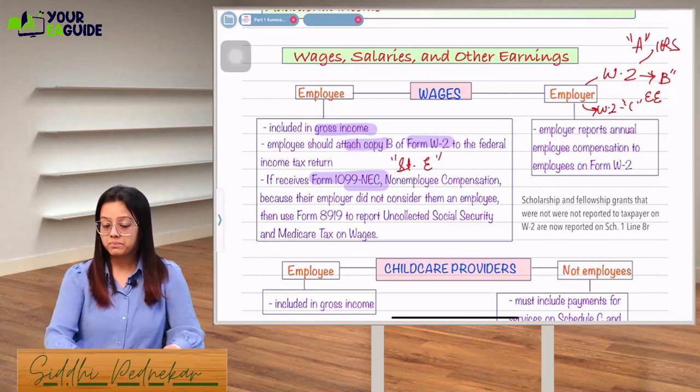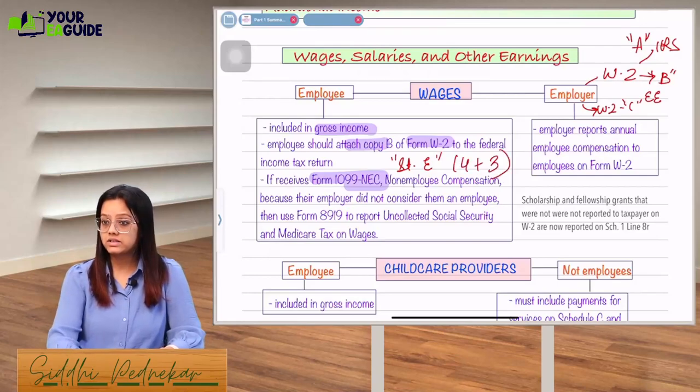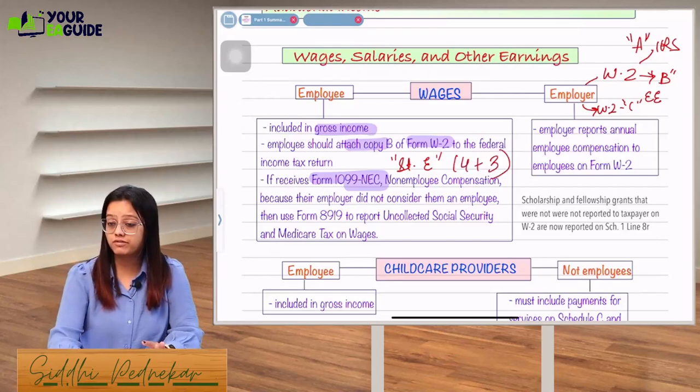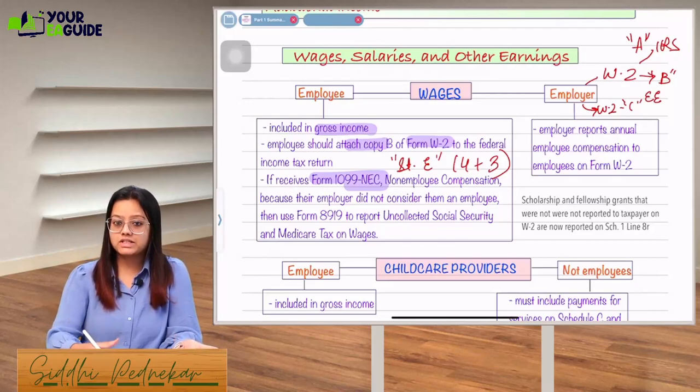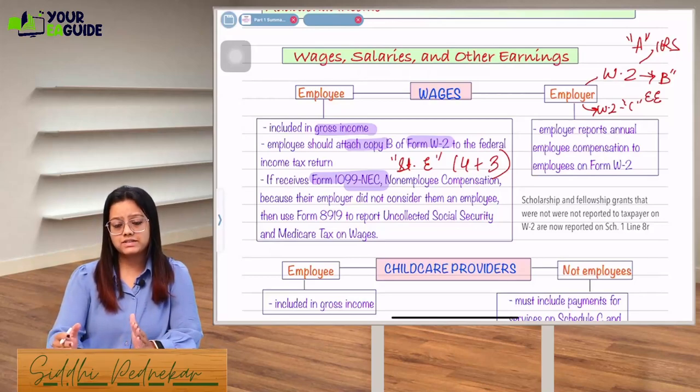If you remember, for statutory employee we had 4 conditions plus 3 categories. Right, what were the 4 categories? If you are a driver distributing beverages except milk, right? If you are a life insurance policy seller, an insurance agent, or a city salesperson, right? All those 4 types of categories we have already seen.